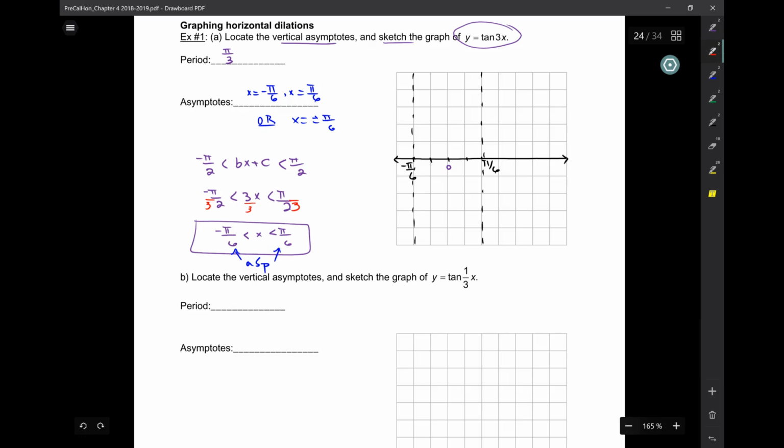Now, this midpoint here is the middle between negative pi over 6 and 0. So I do half of negative pi over 6 plus 0. How much is that? Negative pi over 12. Okay. And then what's that midpoint there? Just pi over 12. It's very symmetric.